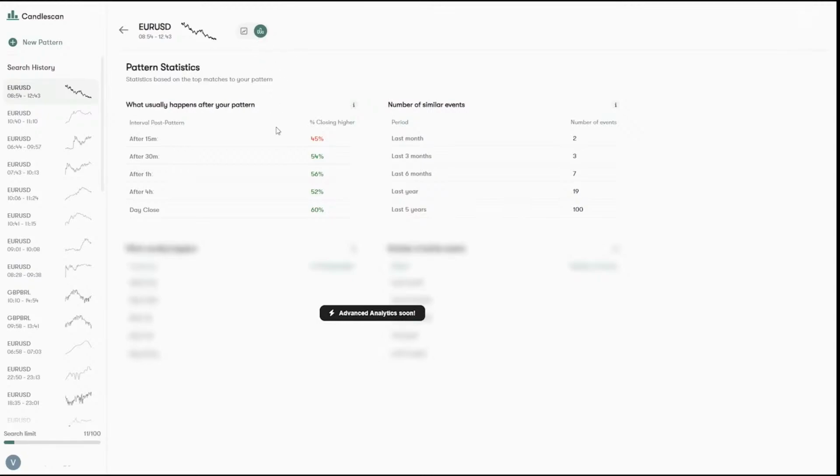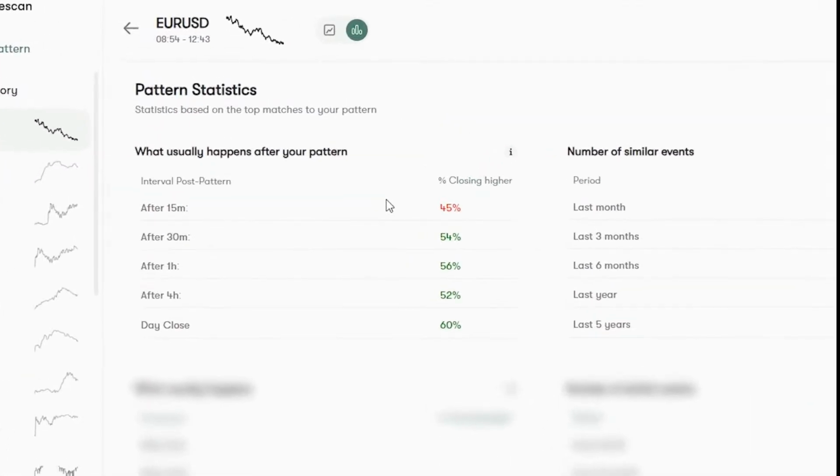Let's take a look at the stats to be sure of what usually happens. It looks like the pattern is bearish in the very short term, so it must be difficult to time the reversal of a downtrend like that. But after 30 minutes and on, it looks like it is likely to reverse more times than not.